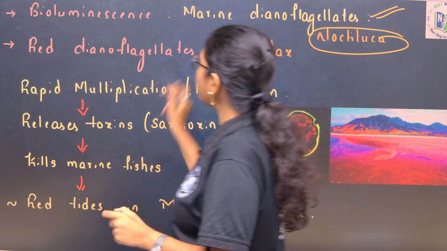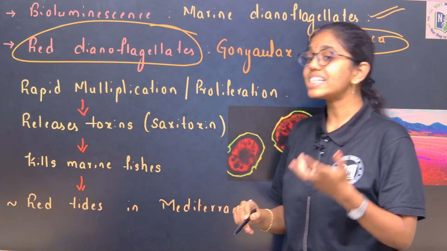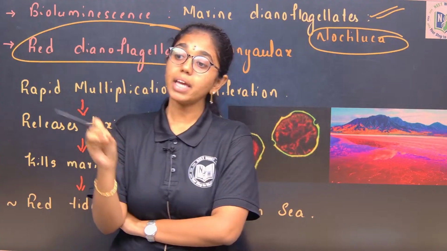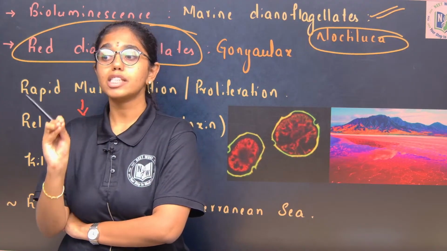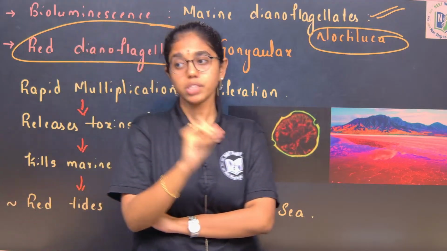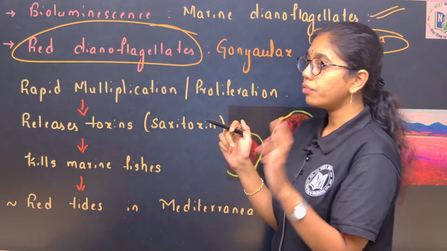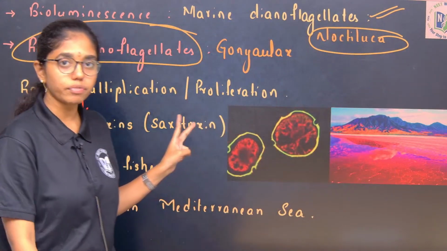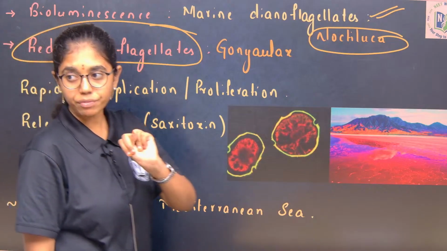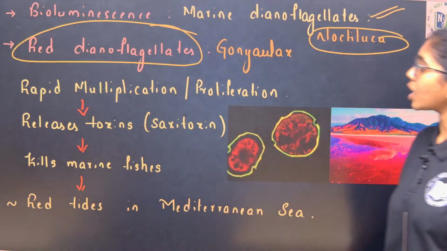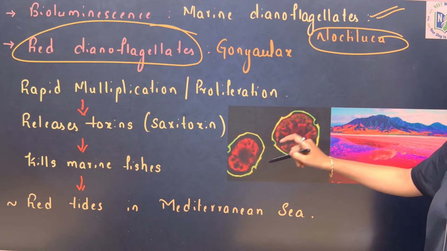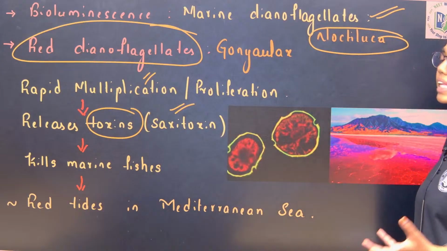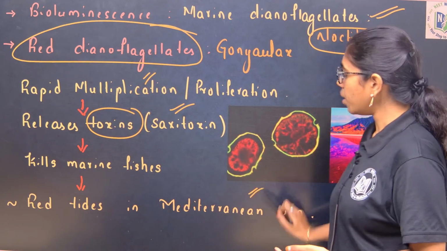Now comes the concept of red dinoflagellates, which cause red tides in the Red Sea. The same red tides in the Red Sea are also observed with some of the cyanobacteria, like Trichodesmium erythraeum, that we learnt when we were learning the concept of cyanobacteria under the kingdom Monera. Do not get confused between these two examples. One is Trichodesmium erythraeum of cyanobacteria and the second one is Gonyaulax of the kingdom Protista. Both of them show the same feature, that is causing red tides in the Red Sea. That is because of the toxins they release. For Gonyaulax, because of their rapid division, they release the toxins. Those toxins are called saxitoxin. This will kill the marine fishes and this causes red tides in the Mediterranean Sea.